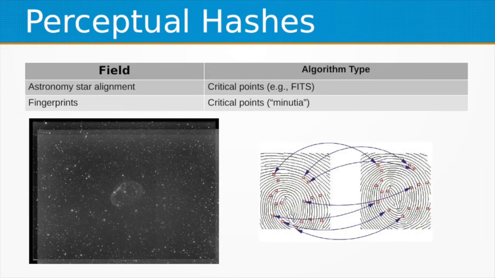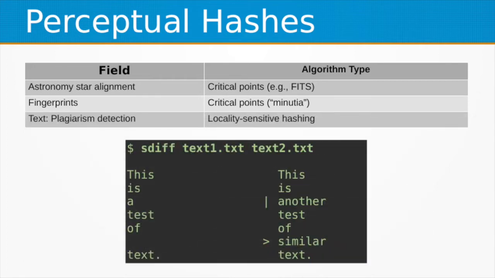For example, astronomers take photos of the night sky and need some way to align similar photos of stars. One algorithm for doing this treats every star position as a critical point for alignment. As long as the stars are in the same relative positions, the images will match. Fingerprint matching uses a similar technology. The ridges define critical points for alignment. Locality-sensitive hashing is often used for matching similar text.